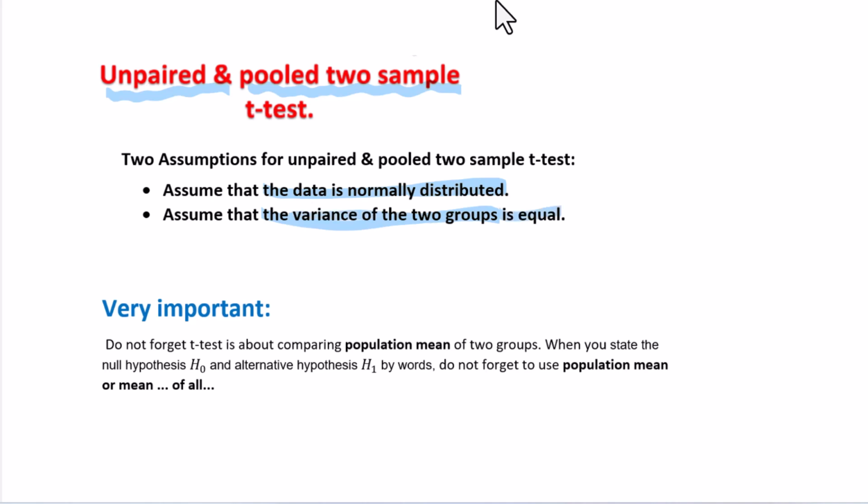Very important. Do not forget t-test is about comparing population mean of two groups. When you state the hypothesis H0 and H1 by words, do not forget to use population mean of something or mean of all something. These are the keywords you've got to use when you write down the hypothesis.